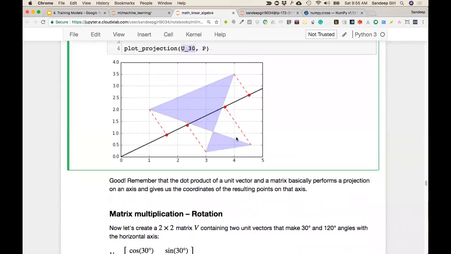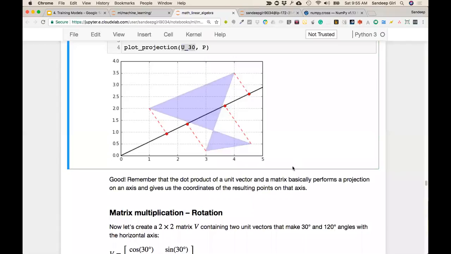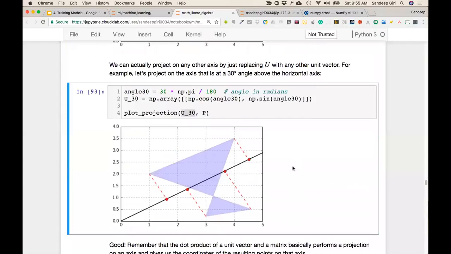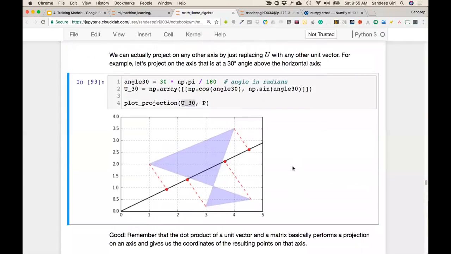So we can quickly find where, if we drop a perpendicular line or a vertical line from here to here, where would it meet? If you want to find that out, we could simply do a dot product with the unit vector of this one. Okay, that's the purpose of dot product generally.